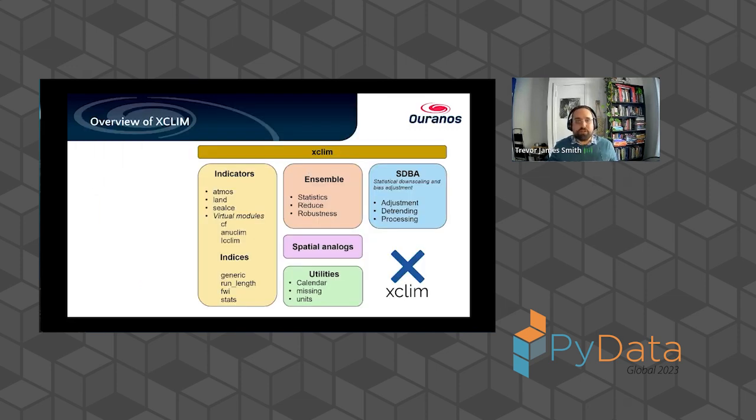For the average user, maybe they might just be concerned with indicators, but we've actually built this tool into something that is much larger than that. So we have our ensemble module. We have a statistical downscaling and bias adjustment module. We have utilities for dealing with different calendars, missing units, things like that. As of December, we're at version 0.47. So that gives us around 187 official climate indicators, and around 90 of these deal with precipitation and temperature alone.